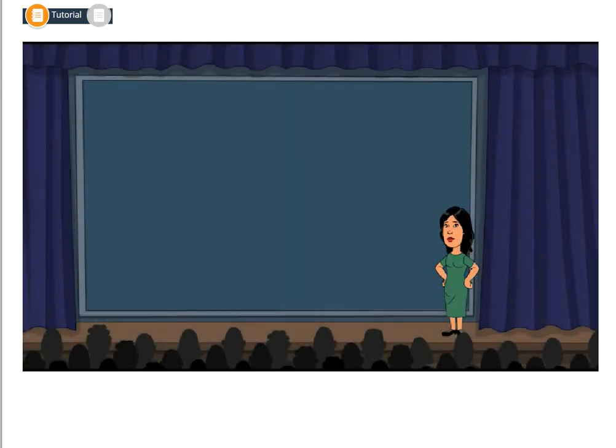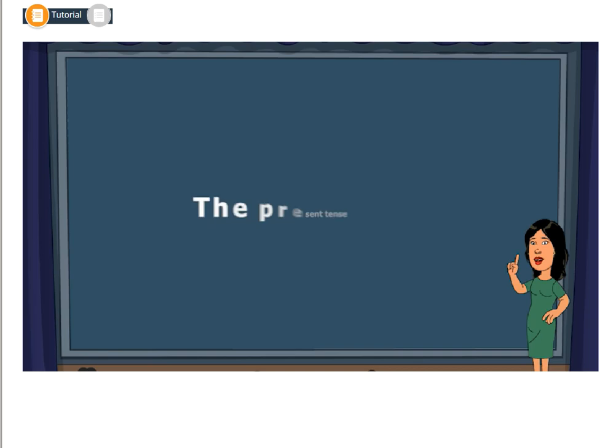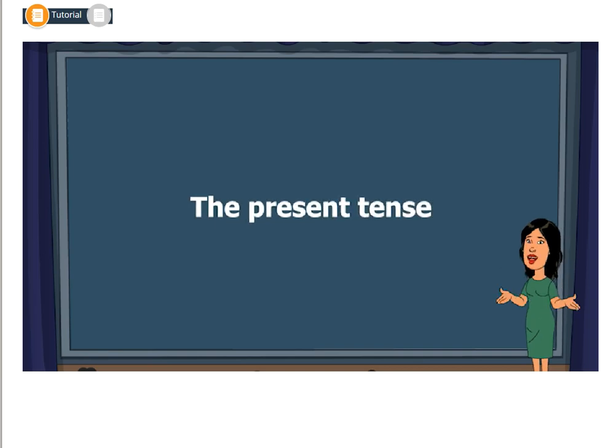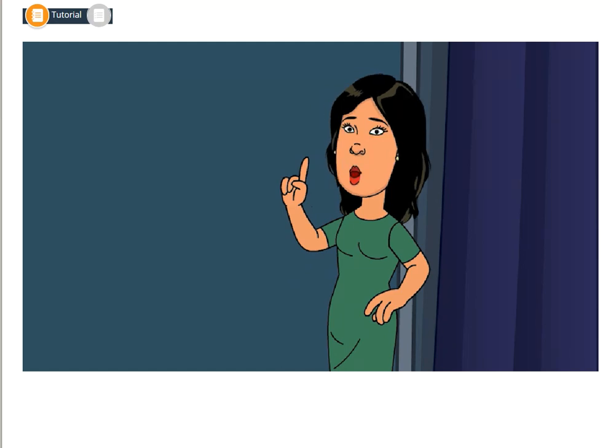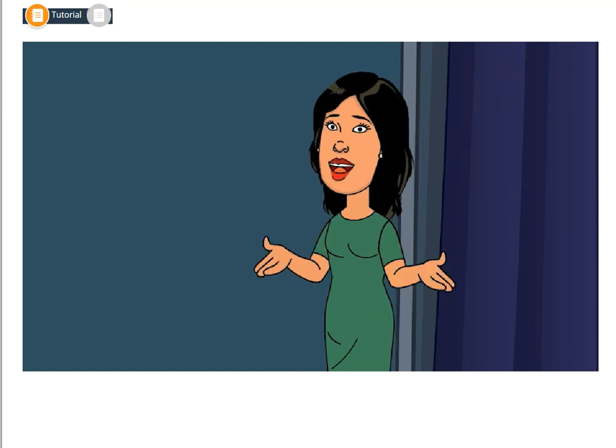That's better. Today, we're going to learn how to form the present tense, el presente, of many kinds of verbs. For regular verbs, the present tense is formed by dropping the AR, ER, and IR infinitive endings and adding personal endings. Make sense? Now, you use the present tense to talk about actions or situations that are going on now.